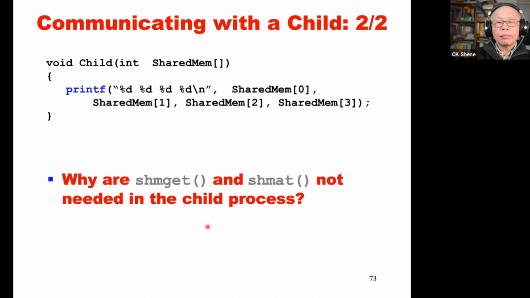Therefore, the pointer to the shared memory has to be the same because it's copied from the parent. And also because the parent's address space and the child address space are exactly the same. Therefore, the shared memory pointer would be the same. However, remember this won't happen usually. It only happens to this very simple program.